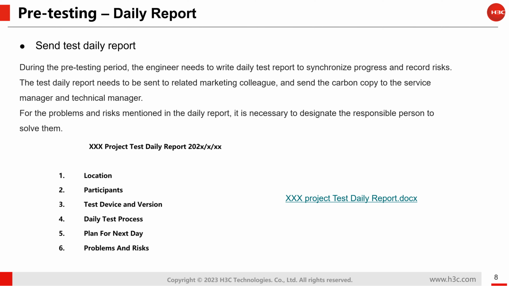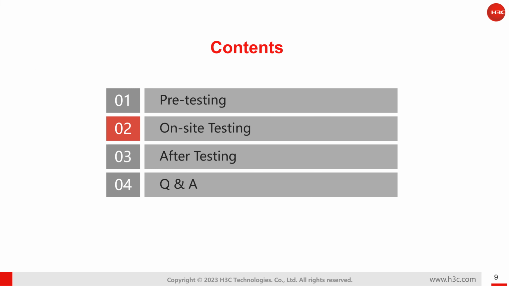The test daily report needs to be sent to the related marketing colleague, and send the carbon copy to the service manager and technical manager. These are all the things you need to do during pre-testing. Next, you need to do on-site testing based on the time plan. Let's see the process of on-site testing.